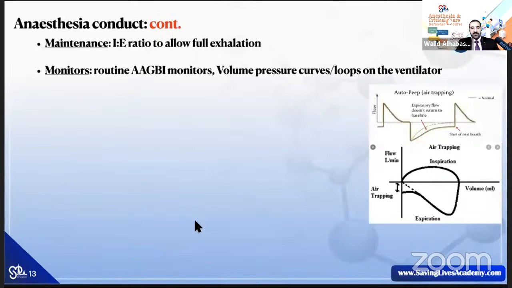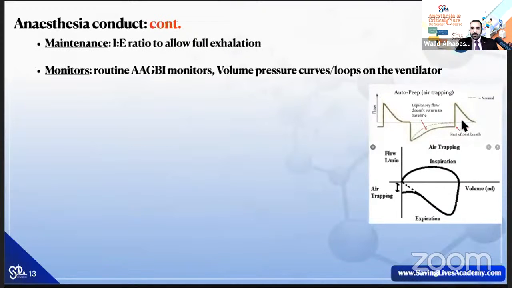For maintenance, you need to put your patient at full exhalation time. So keep IE ratio 1 to 2 or sometimes 1 to 2.5 to allow for full expiration. The monitors should be according to the AAGBI guidelines, but again, I recommend always put on the ventilator the pressure, volume, loops, and curves. Here, this is the difference between auto PEEP and no auto PEEP. This is the flow curve, so it's the flow and time. If the flow is going to 0 and then starting a new cycle, there is no auto PEEP. If your flow is not reaching 0 and then starting a new cycle, that means there was a continuous flow, the patient was still exhaling, and then you started here a new cycle before the end of exhalation.